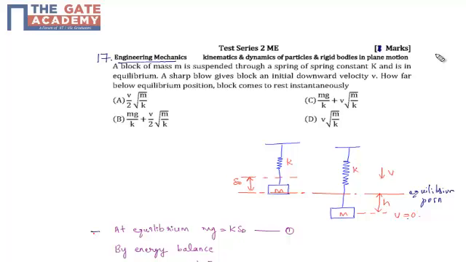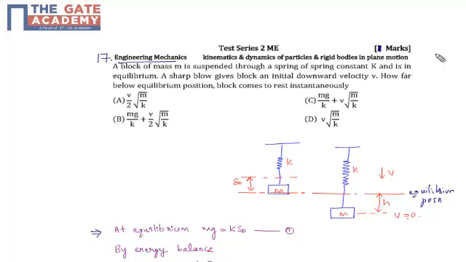Now at equilibrium position mg will be equal to k into s0. The s0 is the distance above the equilibrium position, that is at the initial. We'll take this as equation 1.